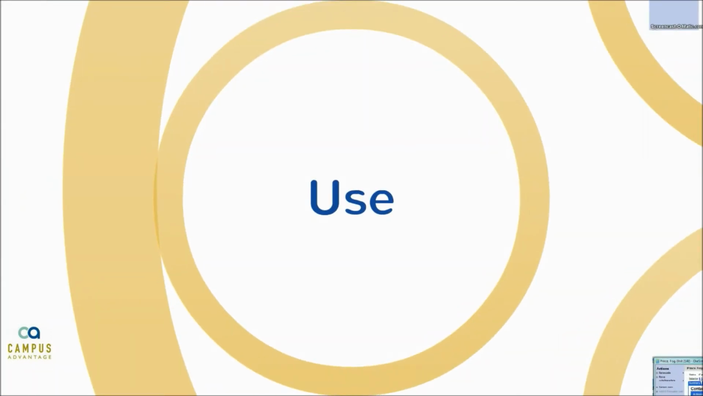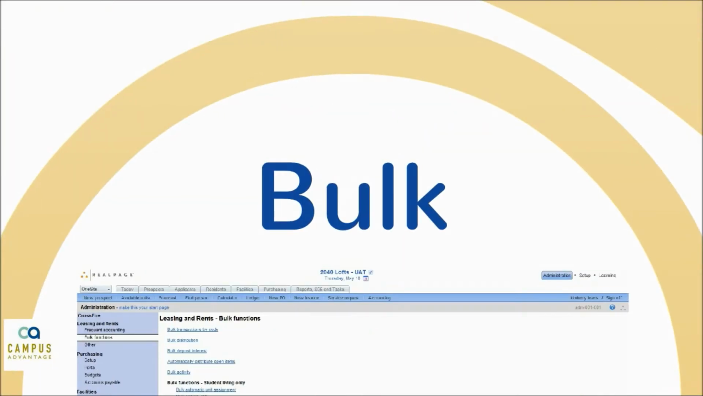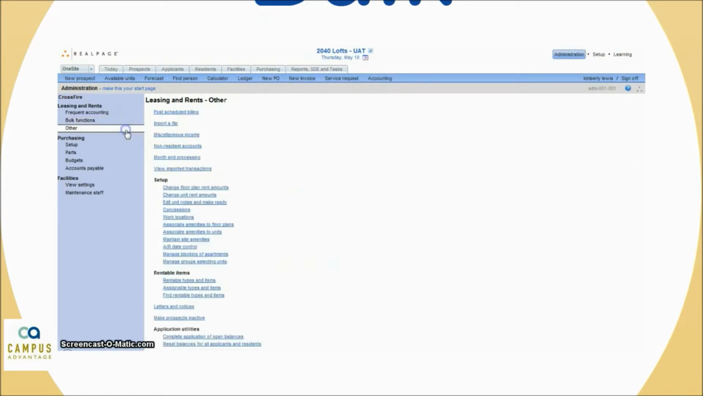Let's see how to use this feature. Let's start off by doing it in bulk with the situation that we want to email all of our delinquent residents a notice. So we start off and we will go to the Administration link and then select the Other option. Navigate down to the Notices link.